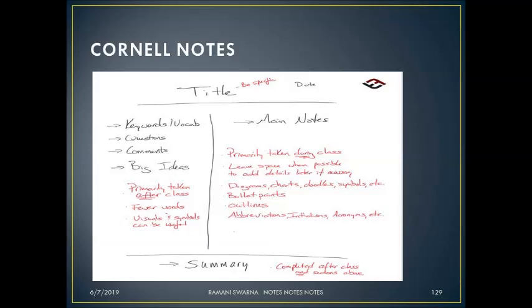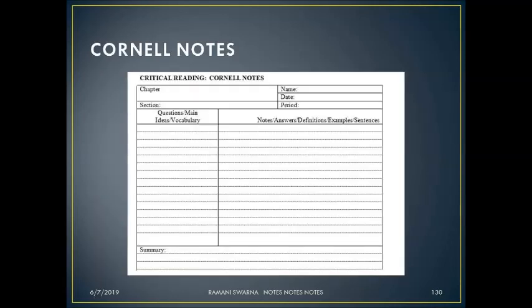Then on the other side, you can see the main notes, primarily taken during the class. So this entire portion has to be utilized while we are in the classroom, and leave space when possible to add details later on if it is necessary. Then we can go in for diagrams, charts, doodles, symbols, etc., bullet points, outlines, and abbreviations. Each and everything can be added. Summary at the bottom has to be completed after the class, and that's why whatever has been added by the teacher has been specified in the red color.